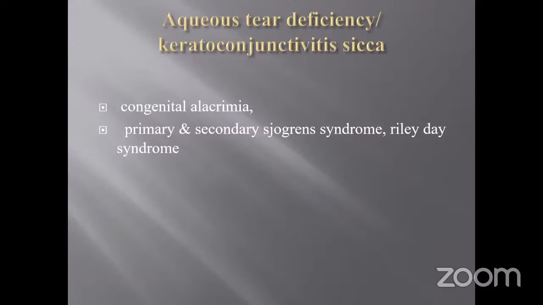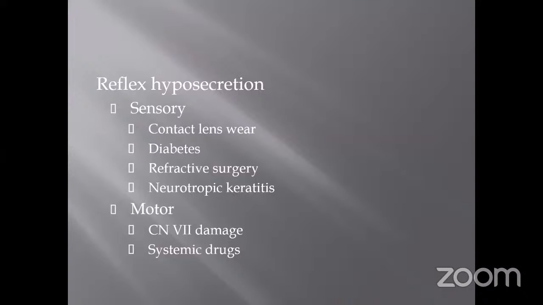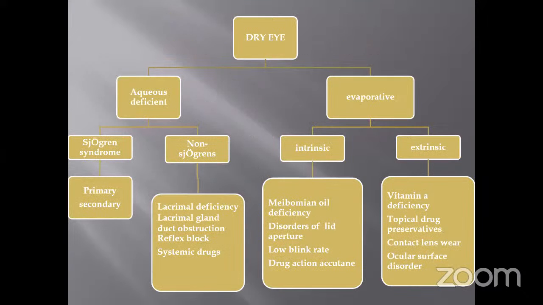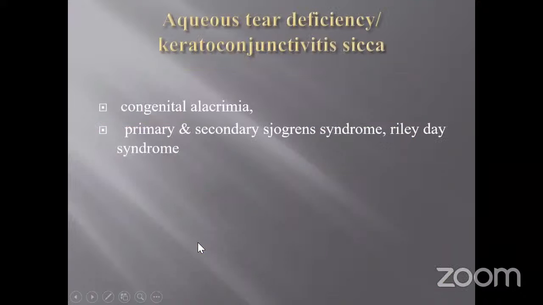So what is aqueous tear deficiency or keratoconjunctivitis sicca? That is mainly seen in congenital alacrimia, that is, congenital absence of the lacrimal gland. So the aqueous layer is not being produced. And the other conditions we have already seen: primary and secondary Sjogren syndrome, and also Riley-Day syndrome. Now, non-Sjogren's, we mentioned the lacrimal gland deficiency, the lacrimal gland duct obstruction, and the reflex block. So we are coming to that, the reflex hyposecretion.